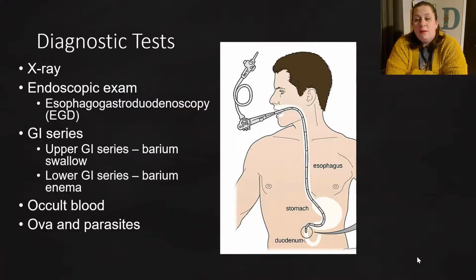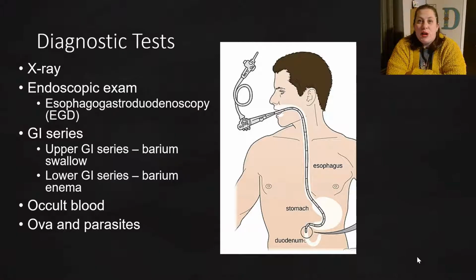Occult blood. This is where we look for blood within a stool sample, whether it's fresh blood or a more older, drier type of blood. It does give us an indication of what might be going on, and so a stool sample could be useful here.